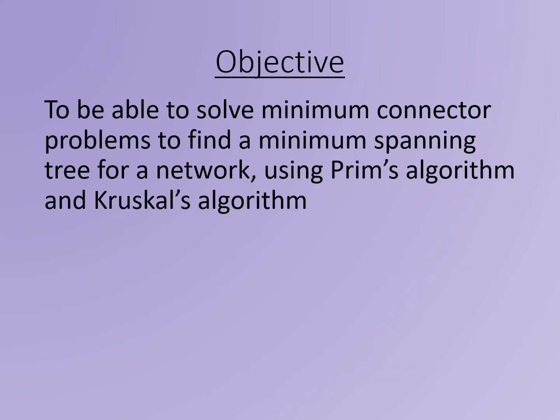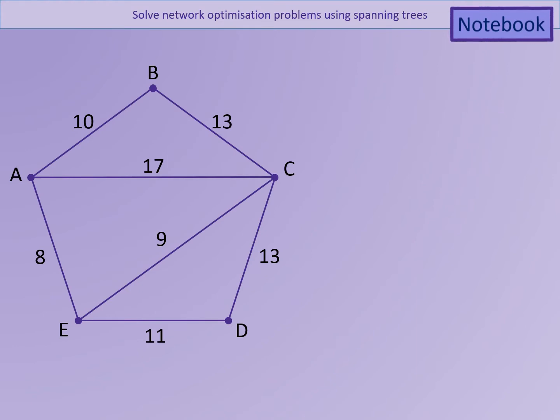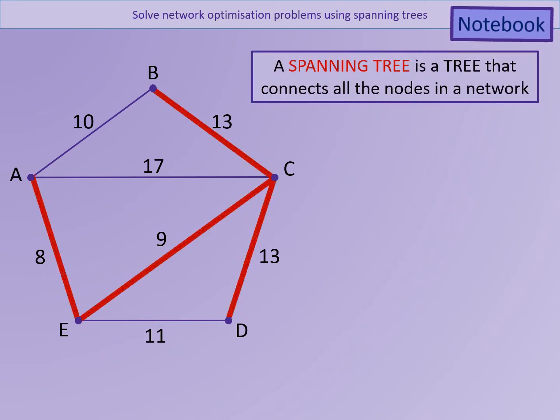In this lesson, we're going to solve minimum connector problems using two different algorithms, Prim's algorithm and Kruskal's algorithm. So here's some terminology for this topic. We've already come across a tree. A tree is a graph with no cycles. A spanning tree is a tree that connects all of the nodes in a network. So this is an example of a spanning tree for this network. As you can see, every node is connected to that tree.